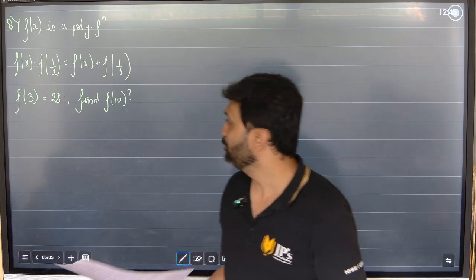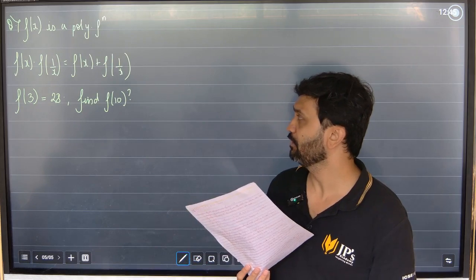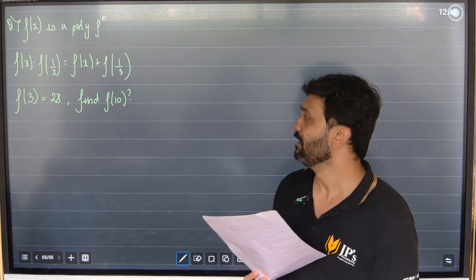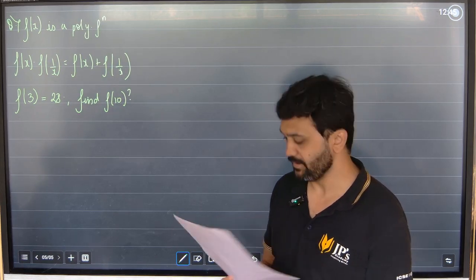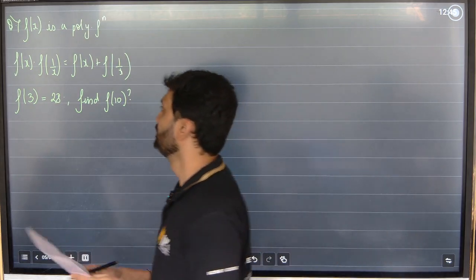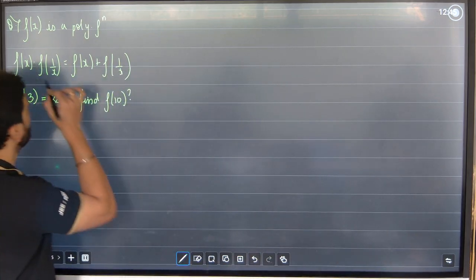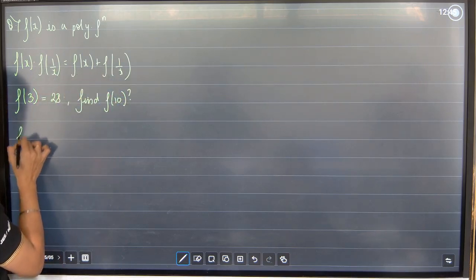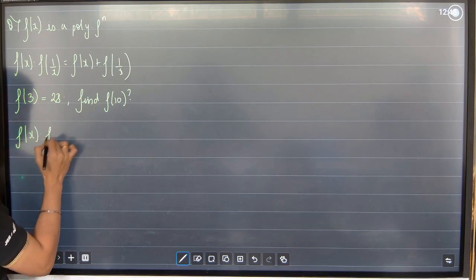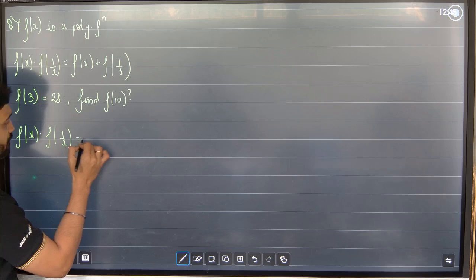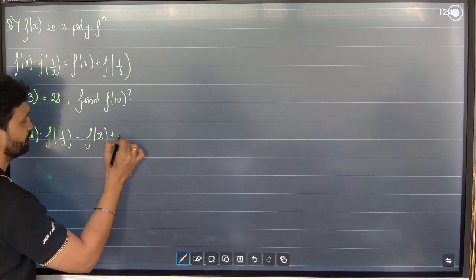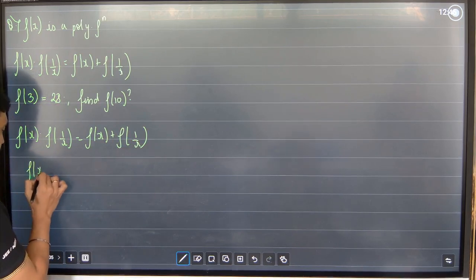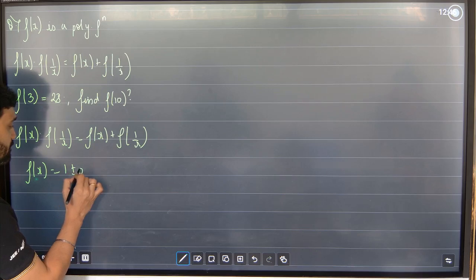F of x is a polynomial function which satisfies f of x into f of 1 by x is equal to f of x plus f of 1 by x. F of 3 is equal to 28. Find f of 10. Okay. Now if you remember this relation, f of x into f of 1 by x is equal to f of x plus f of 1 by x, whenever this relation is given to me, my answer becomes f of x is equal to 1 plus minus x raised to n.